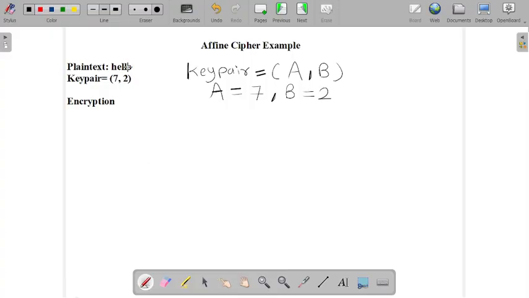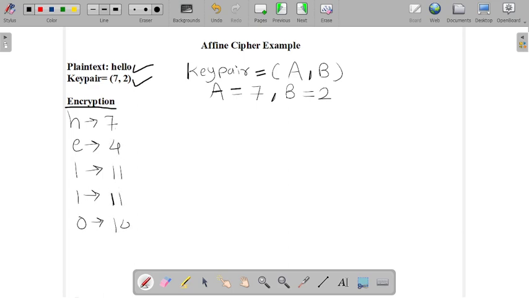In the given example, the plain text is hello and our key pair is 7, 2. Whenever we consider the key pair equal to A, B, that means A is equal to 7 and B is equal to 2. So now let's start first of all with the encryption process. First of all, write down all the plain text letters, that is H, E, L, L and O. Now we have to write the index for all the alphabets. So for H we write 7, then 4, then 11, 11, and the last one is 14.